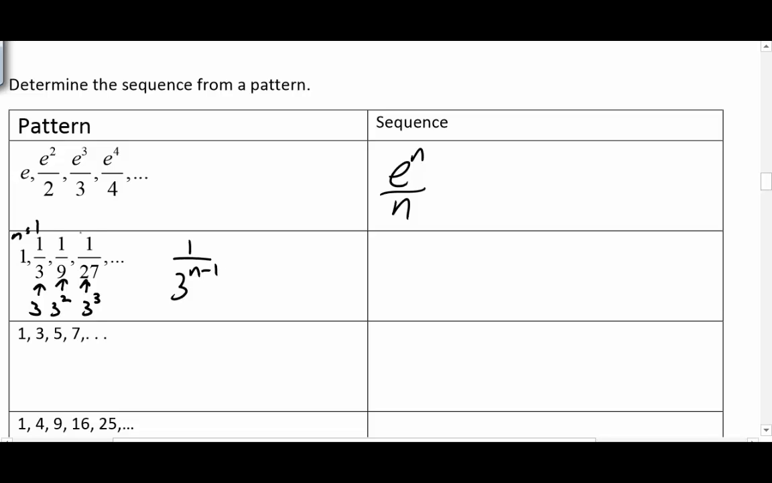Okay, so let's think about that. When n is 1, I get 1 over 3 to the 1 minus 1. Well, 1 minus 1 is 0. And what's any number to the 0th power? That's just 1. Well, that works. That fits our pattern exactly. What about when n is 2? So we get 2 minus 1. 2 minus 1 is 1, so 1 over 3 to the first, which is 1/3. And that fits. So as we keep checking, we find that this will generate our whole pattern.